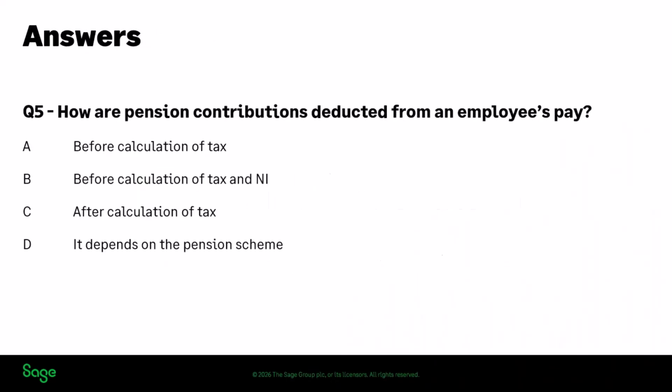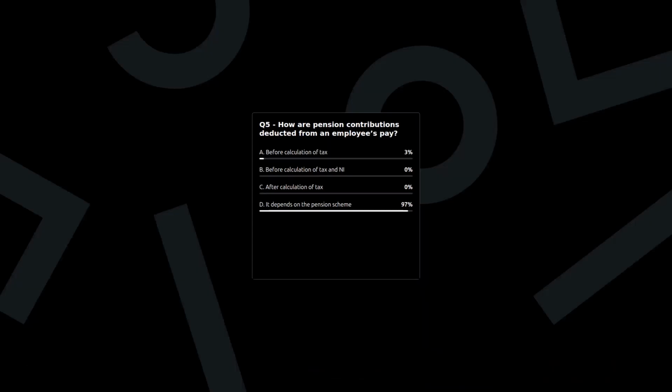Right, so let's go through the answers for round number 2. Question 5 was how are pension contributions deducted from an employee's pay? So a massive majority of you have gone with answer D. It depends on the pension scheme. That's 97% of the answers. And was that the correct one?